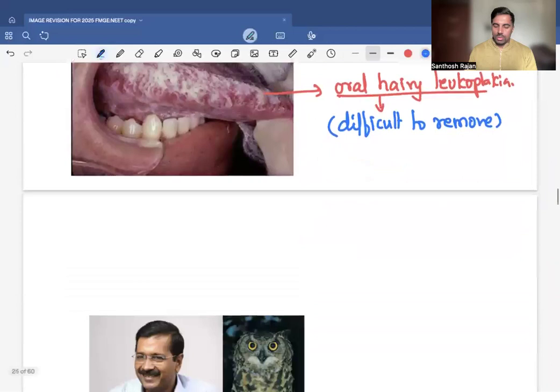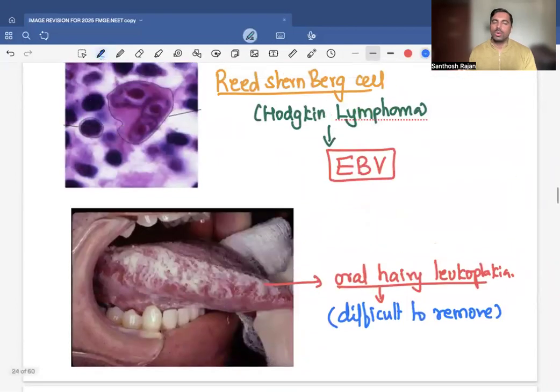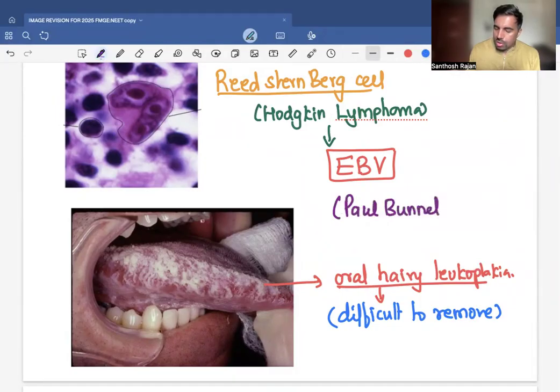Now, that's the only thing for Epstein-Barr virus. The rest: it affects the CD21 receptor. It causes multiple cancers: nasopharyngeal carcinoma, gastric carcinoma, Hodgkin, non-Hodgkin, Burkitt's lymphoma. And you know the test, the Paul-Bunnell test. One thing I would stress here: please remember the test name, the Paul-Bunnell test or monospot test, which is positive only for Epstein-Barr virus, not even for CMV. That is the important thing for Epstein-Barr virus.